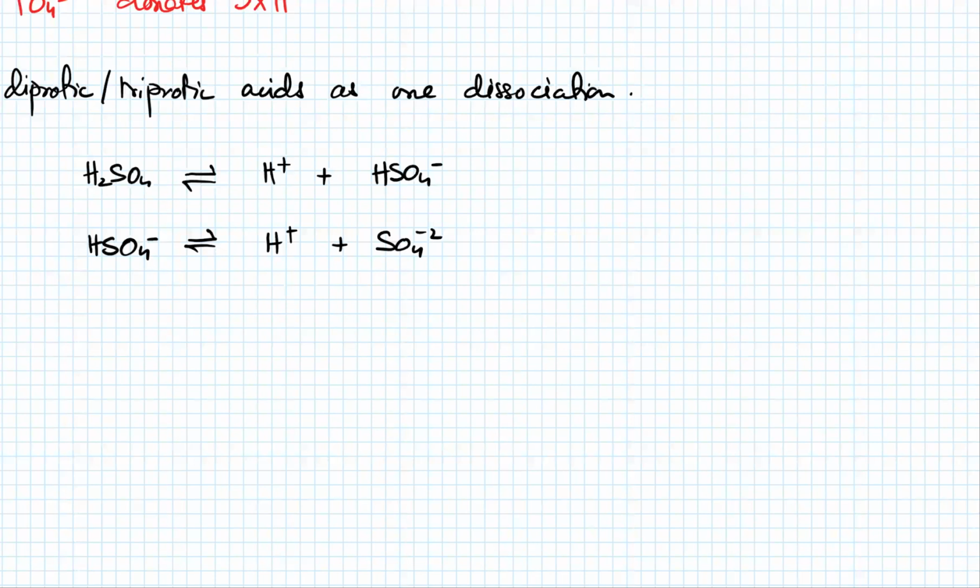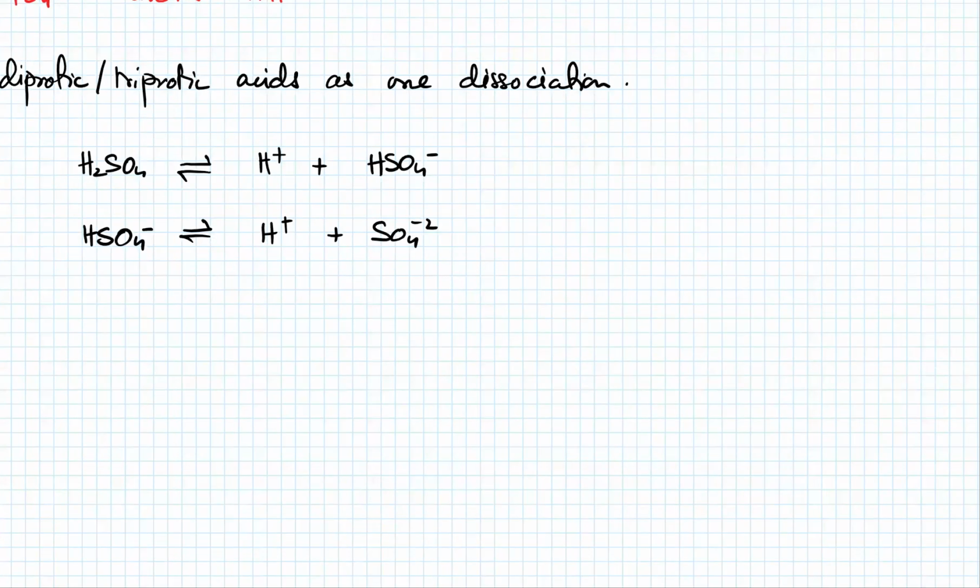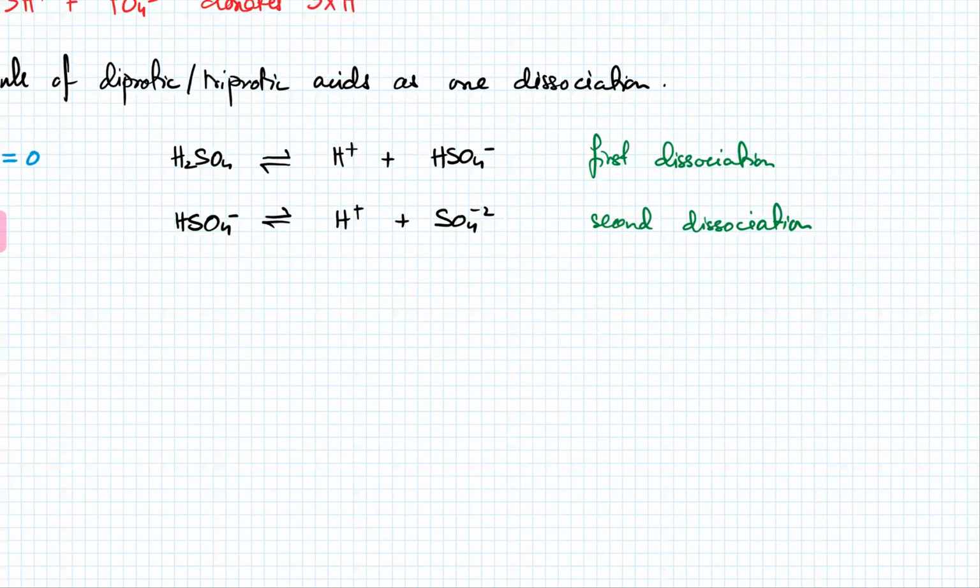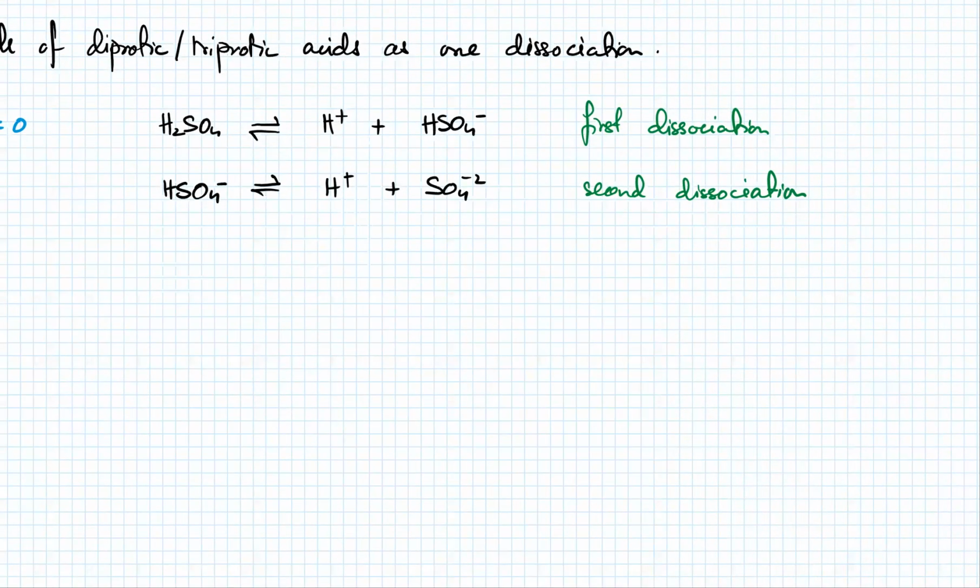So the idea is that there's going to be a first dissociation, then there's going to be a second dissociation. So think about them as two different acids or two different dissociations. Now, which one do you think is going to behave as a stronger acid? Is it going to be sulfuric acid or the hydrogen sulfate ion? Remember, it's two completely different acids.